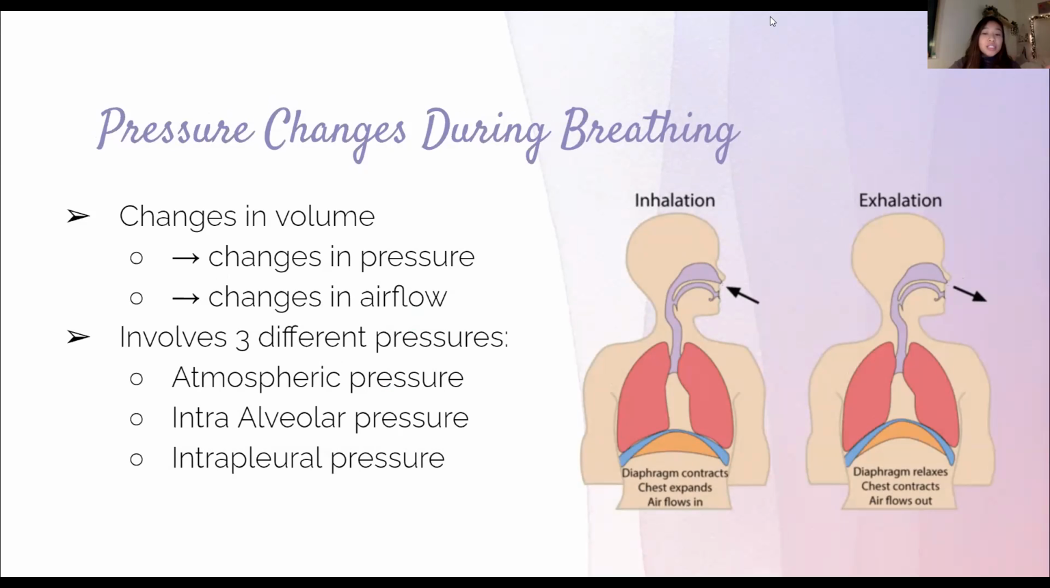So pretty much during breathing, there's going to be changes in the volume, which lead to changes in pressure, and as a result, changes in airflow throughout the respiratory system, i.e. inspiration and expiration. So ventilation involves 3 different pressures: atmospheric, which is outside the body; alveolar, which is pressure inside the alveoli of the lungs; and intrapleural pressure, which is pressure within the pleural cavity. All right, so let's compare inspiration and expiration.